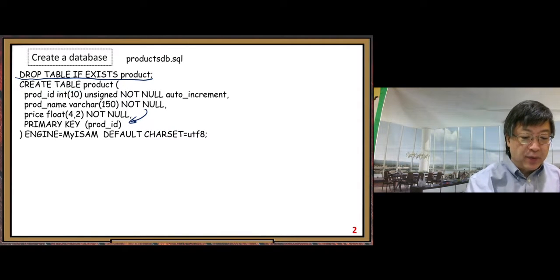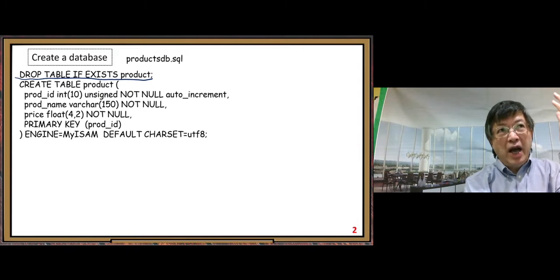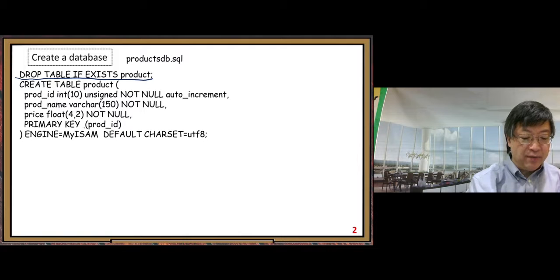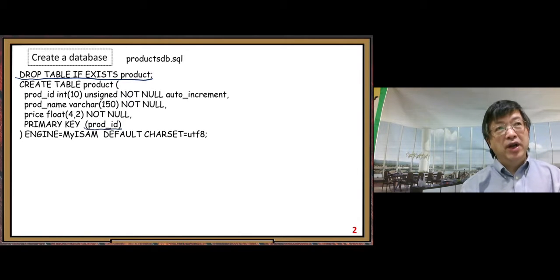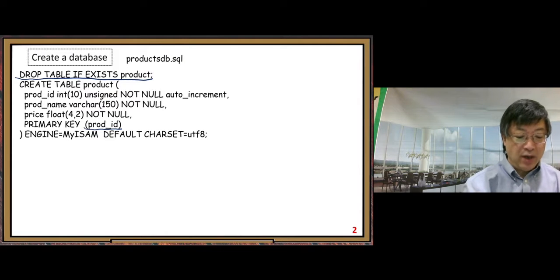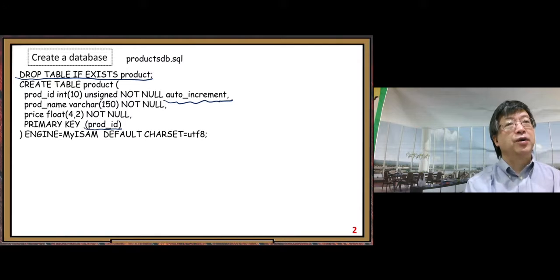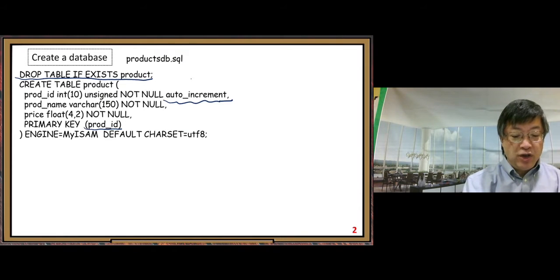Then the first line, also important, prod underscore ID. For each table, we like to have a primary key. So what's the primary key? The primary key is used to identify the rows. That's important. It must be unique. So we use the primary key to identify different rows. That's why a primary key is important. And this primary key, we use it with auto underscore increment. This is a special feature in MySQL.